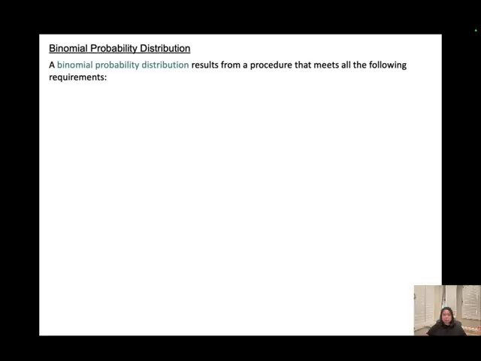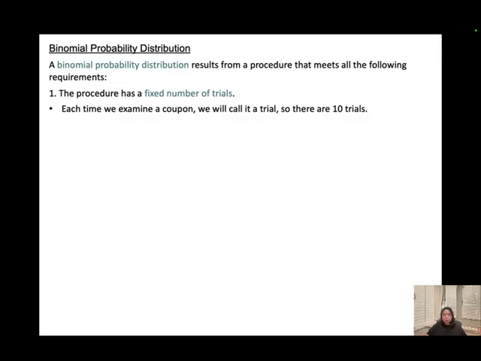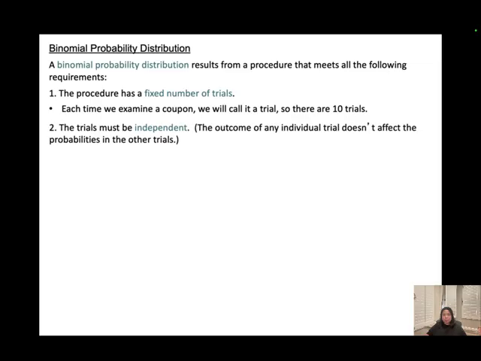A binomial probability distribution results from a procedure that meets all of the following requirements. First requirement, the procedure has a fixed number of trials. So you do have 10 people and everyone ordered lunch, so we do have 10 trials. The trials must be independent, because the outcome of one coupon does not affect the other one.